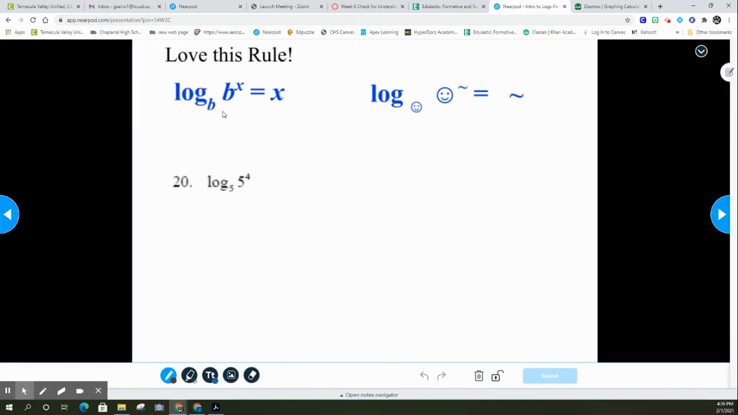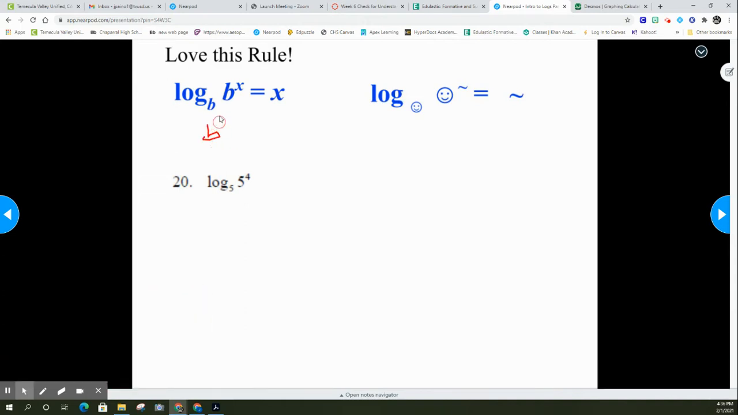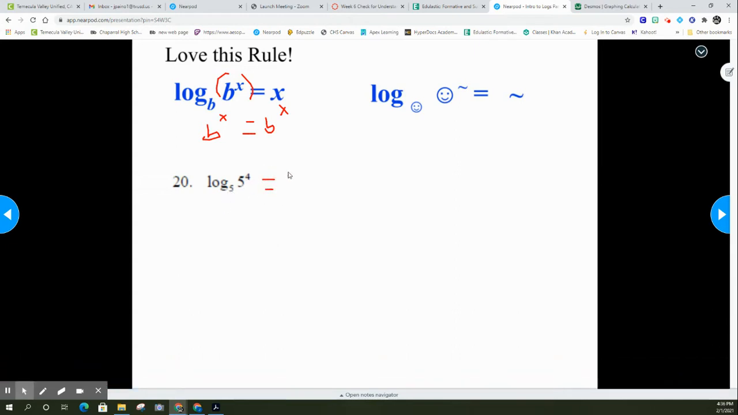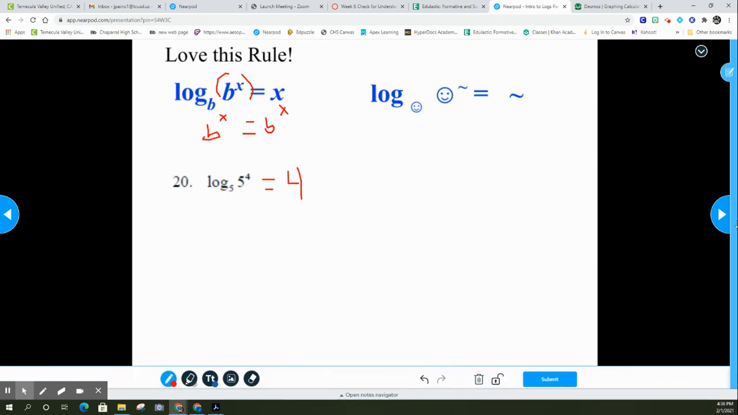So we saw this rule the other day, right? Log base b of b to the x equals x. So just think about it. If we rewrite this, b to the x, in parentheses, that's going to equal b to the x, which is a true statement. So if that base is the same as that base, then the log is just going to equal whatever that exponent is. So right here, these 5's are the same, so this answer is just going to be 4.